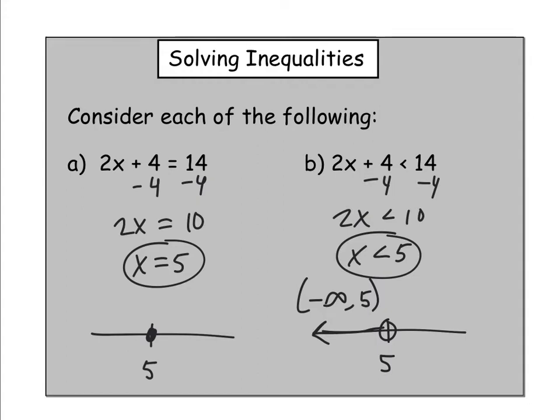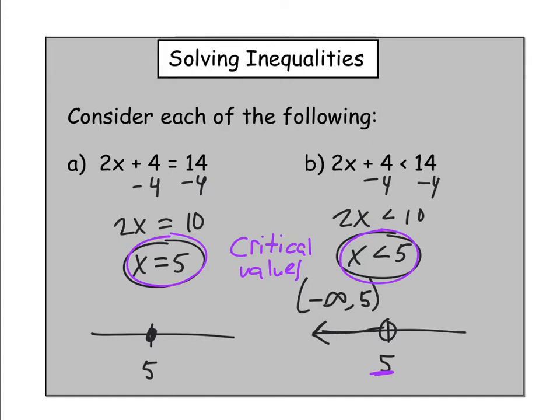But there's definitely some relationship here. This 5 over here gets used in this problem as well. We call that a critical value. When we're solving inequalities, you get these critical values, and they tell you the numbers that you're going to plot on the number line to create your intervals.